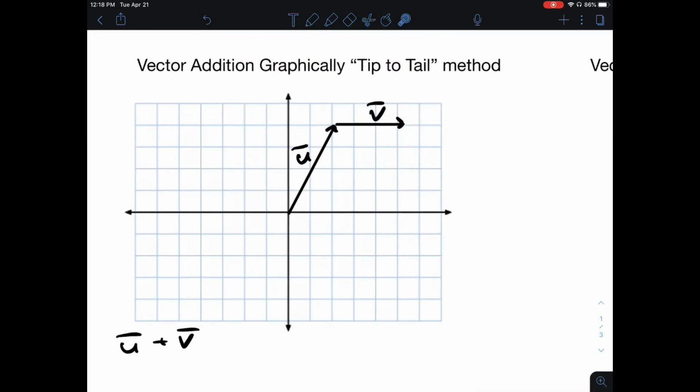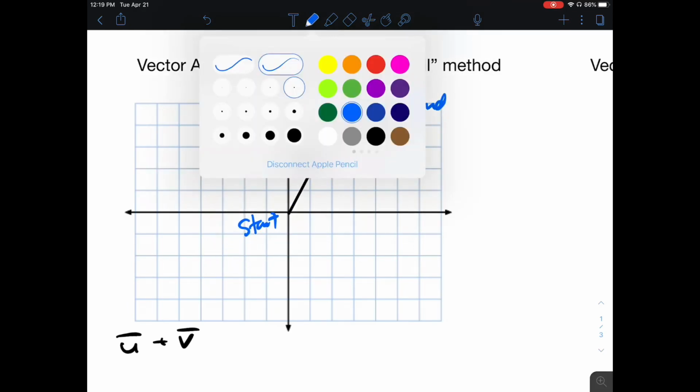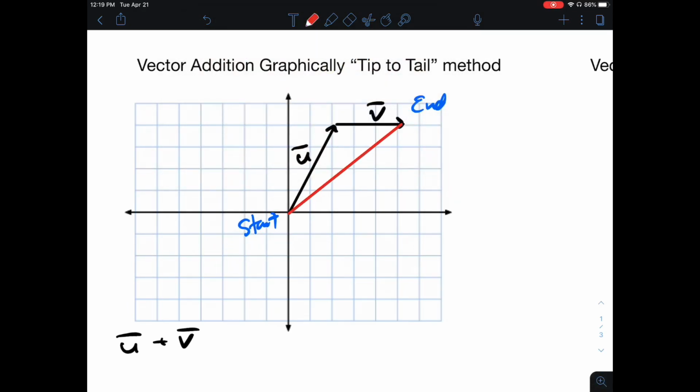Essentially, here's what I'm saying. Starting at the origin, I'm going to travel along vector u, then I'm going to travel along vector v, which essentially means that I am going to start here, and I'm going to end here. So someone else could come along and follow a different path and get to the same ending. That would be this red vector. This is vector u plus v.